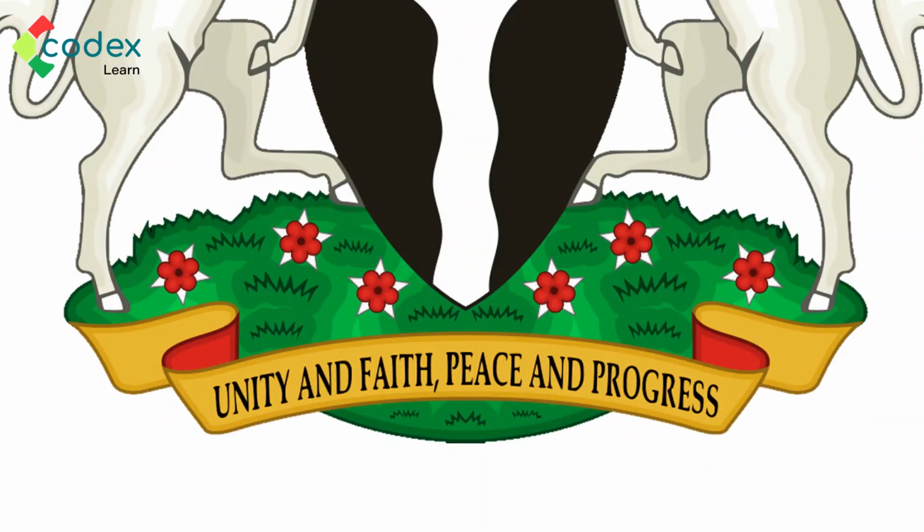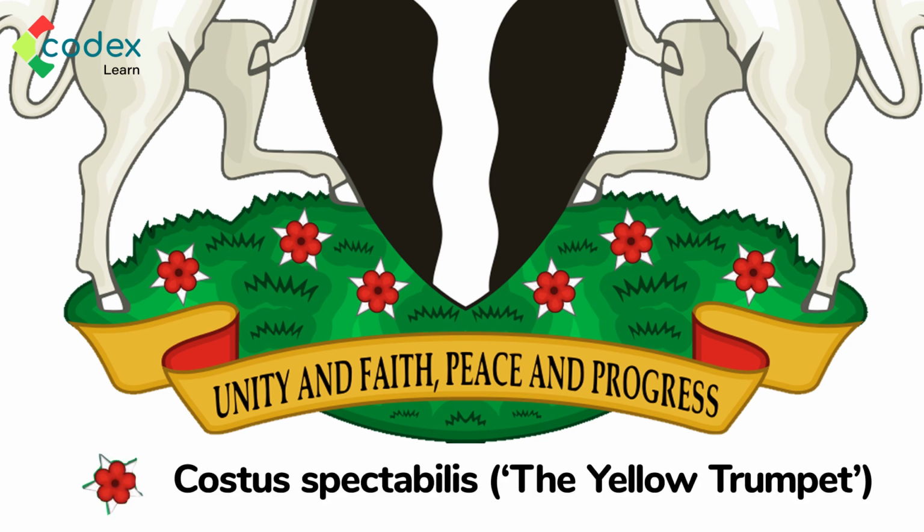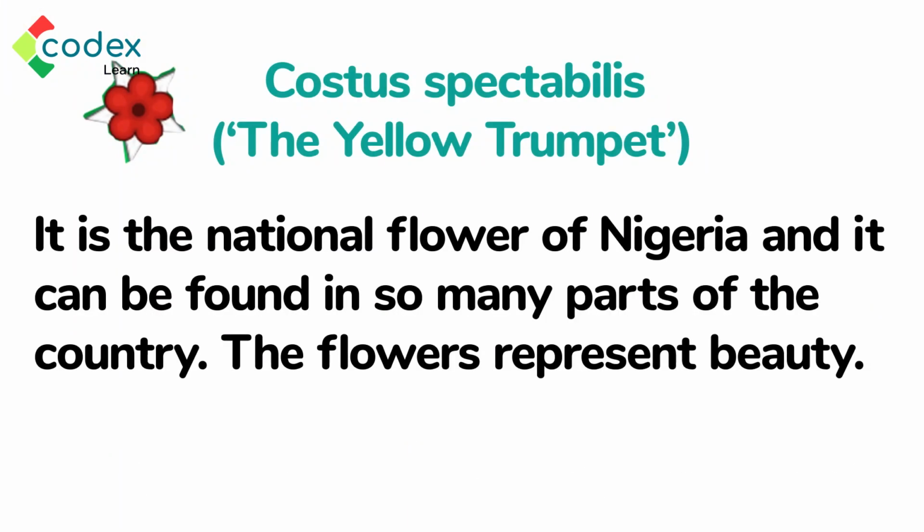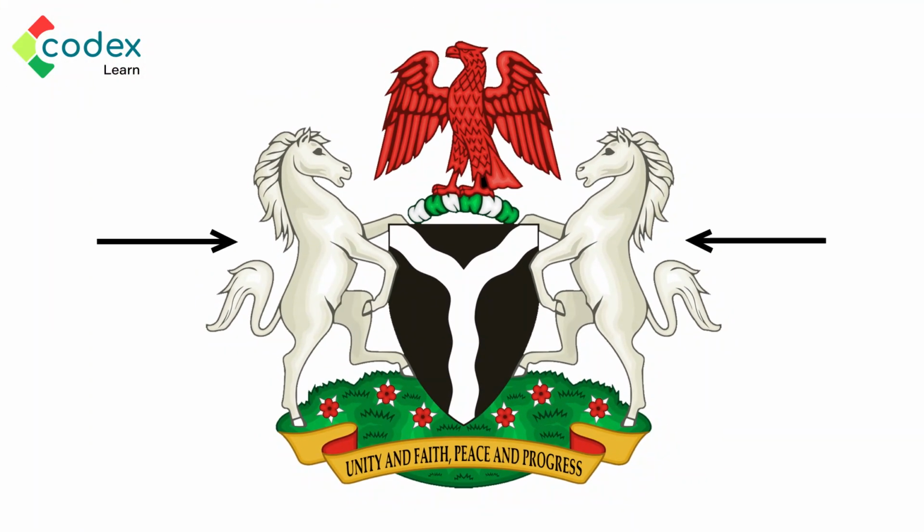We also have a green field with flowers. The flowers are called Costus spectabilis, or the yellow trumpet. It is the national flower of Nigeria and it can be found in so many parts of the country. The flowers represent beauty.